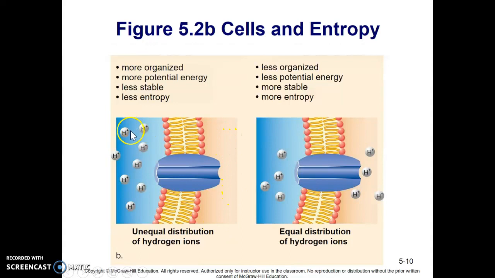And so what we see here is that this is more organized. It has more potential energy because of this buildup on one side, but it's less stable, okay? But it has less entropy. As we flow hydrogen ions through the channel protein in order to balance it out and have an equal distribution of hydrogen ions, it becomes less organized and has less potential energy. However, it becomes more stable and has more entropy.